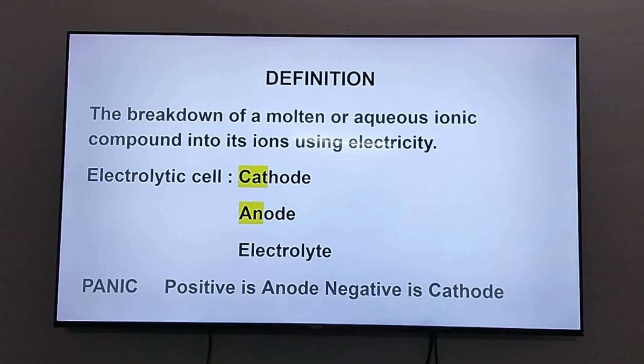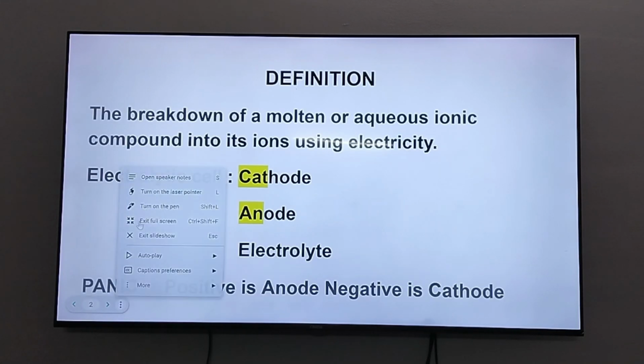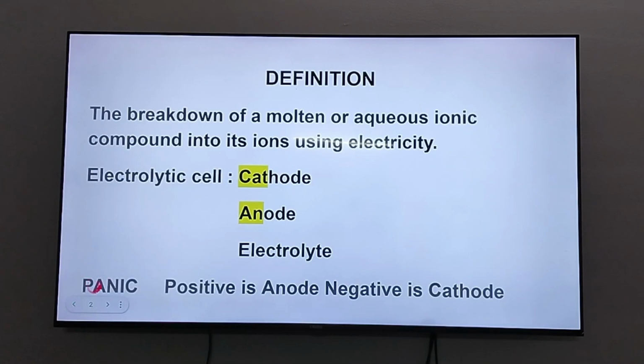An electrolytic cell is generally made up of an electrolyte, which is a molten or aqueous ionic compound, a cathode and an anode. Both of them are made of graphite because it's inert, or could be any metal which can conduct. How do we remember which is the positive and which is the negative terminal? The short form for that is PANIC. Positive is anode, negative is cathode.